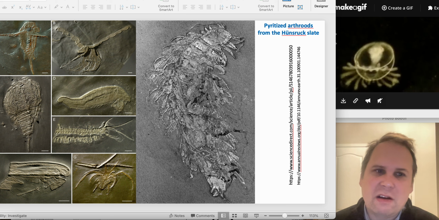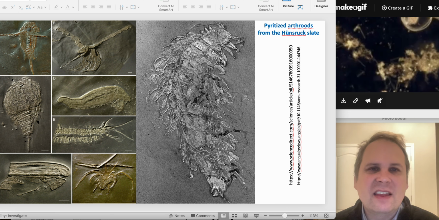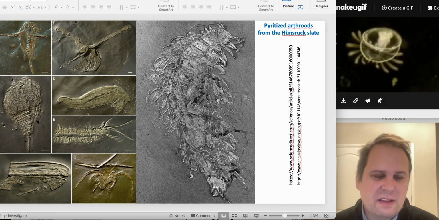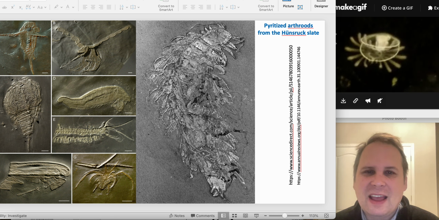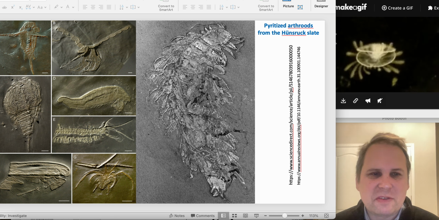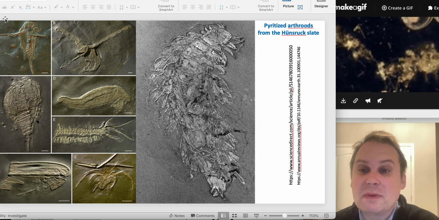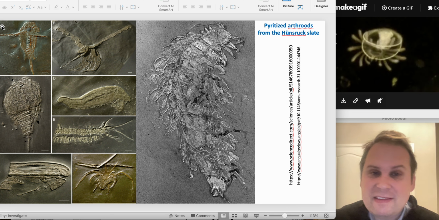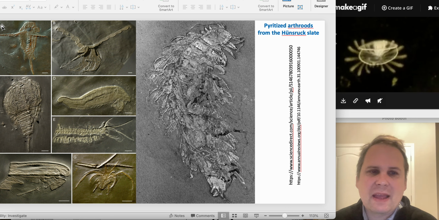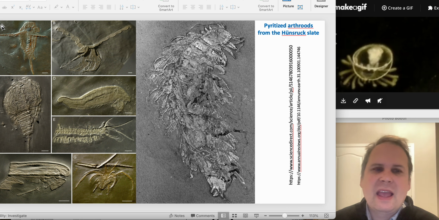Okay, another place where you get awesome pyritization is in the Hunsrück Shale in Bundenbach, Germany. And we do have one fossil I purchased from here. And this is essentially a metal replacement. And the cool thing about pyritization is that it's done by bacteria, we think.